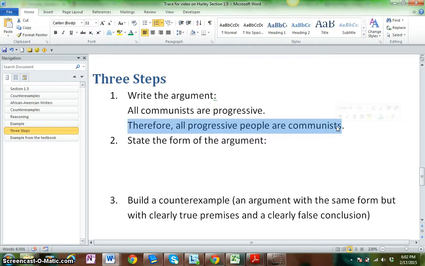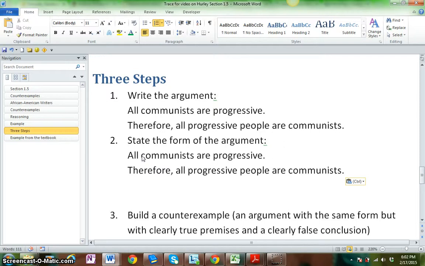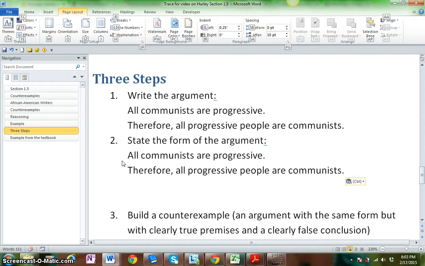And then the second step will be to state the form of the argument, to kind of strip out the content and state the basic structure of the argument. And here's how you do it. You rewrite the argument. And then you look at the categories, at the types of things or people that are mentioned in the argument. For example, in this argument, there are two categories or two sets, communists, which are mentioned in the premise and in the conclusion, and progressive people, again, in the premise and in the conclusion.